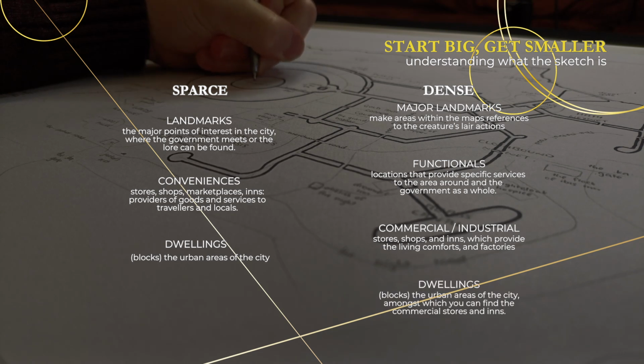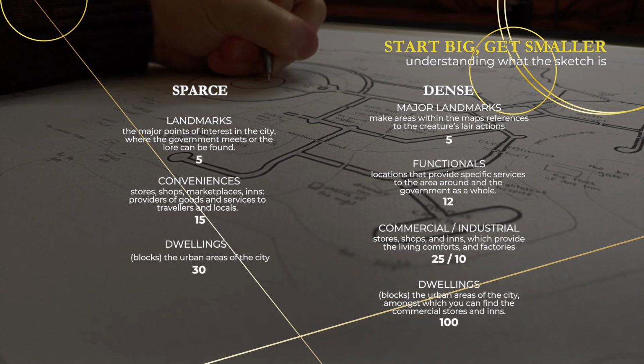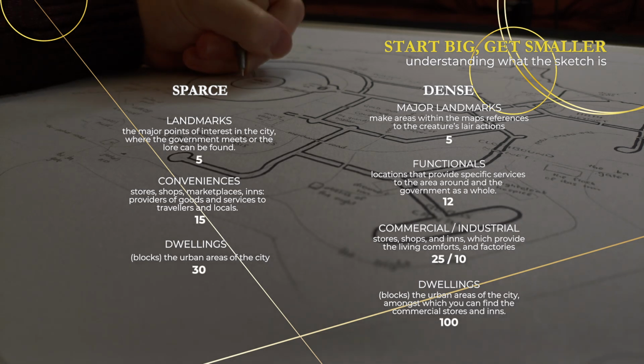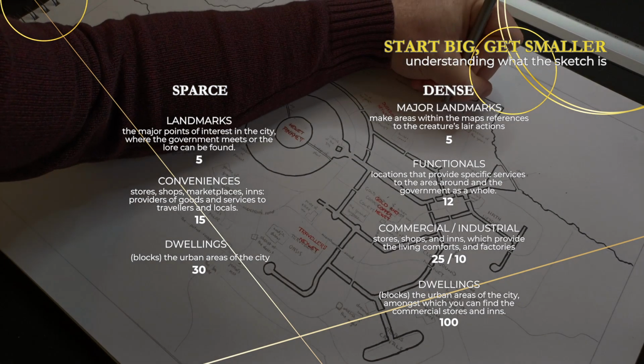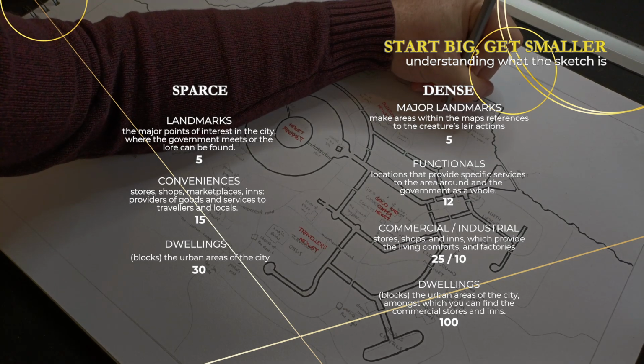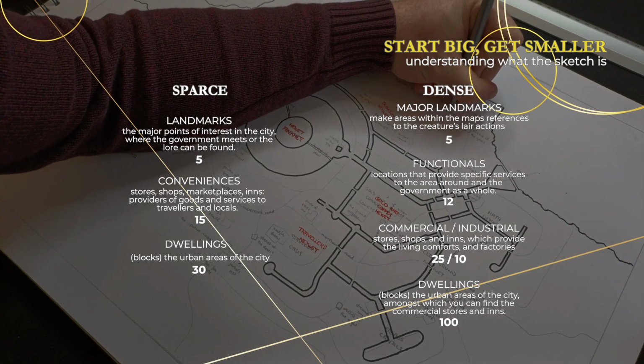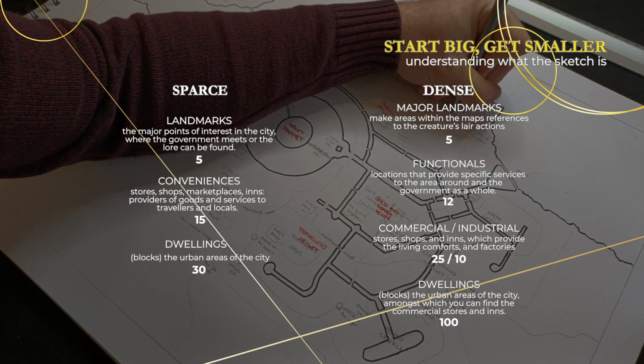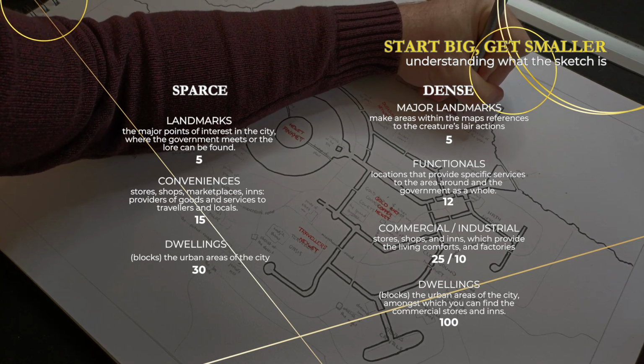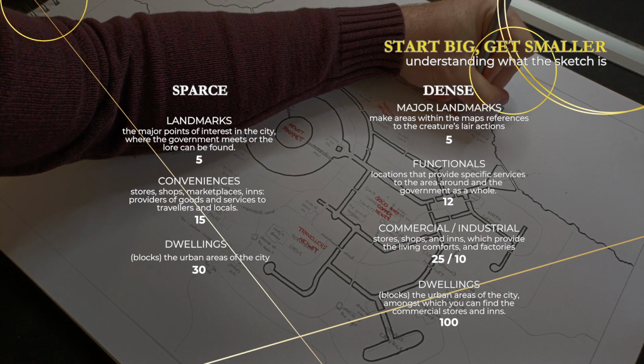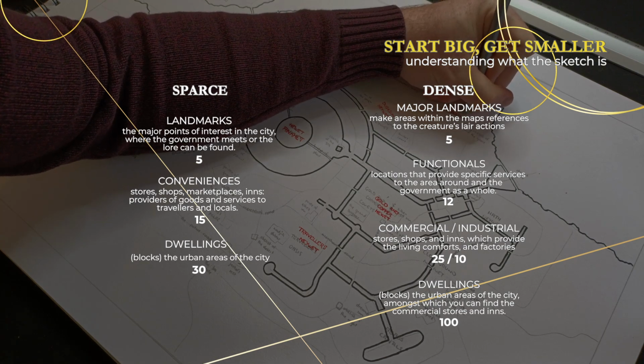And those categories, the ones for the sparse and dense areas, are great, but there's also a lot to consider about the proportions of those landmarks. In sparse cities, something that's less populated with detail, less realistic, more sketch-like, you've got a proportion of 5 landmarks to every 15 conveniences to every 30 dwellings, which is honestly a lot of landmarks to not very many people. And in this case, I'm not going to say dwellings as individual houses, I'm going to say them as city blocks, because that's just easier.